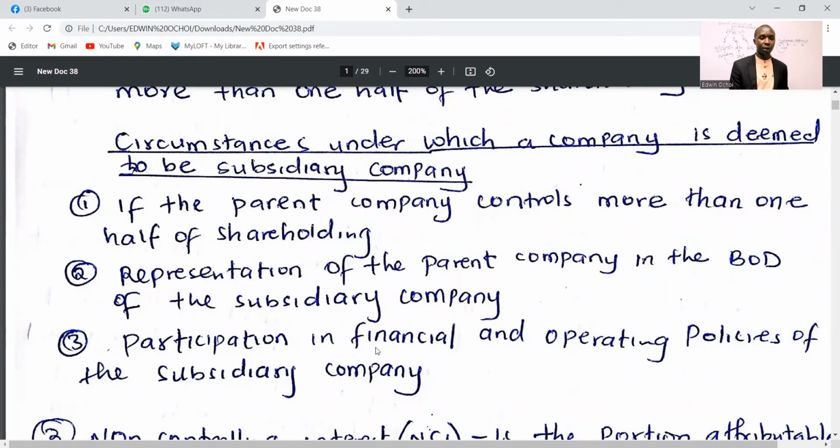So we look at three scenarios. For a company to be considered a subsidiary of the parent, we look at the percentage. We look at the point whereby there's a representation of the parent on the board, and if the parent is participating in the financial and operating policies in the other entity.